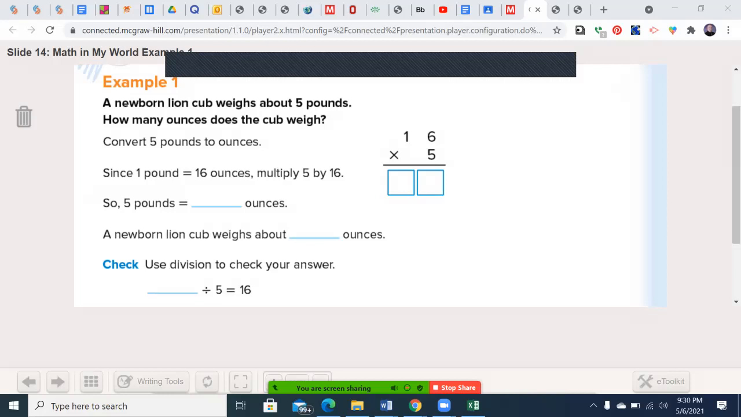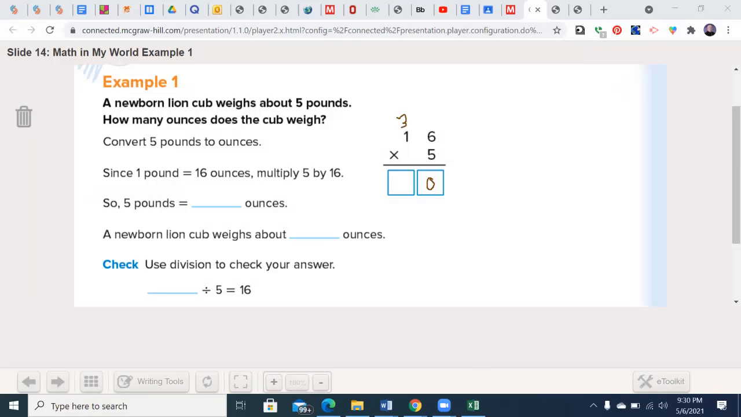Because of the commutative property, I put the 16 on top. And then I multiply. 5 times 6 is 30. 5 times 1 is 5, plus 3 is 8. So about 80 ounces. I could check my work there by dividing 80 by 5, and that would give us 16. So go ahead and write that in. I'll give you a moment to do that.